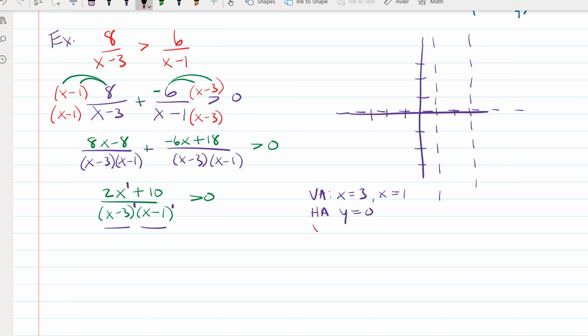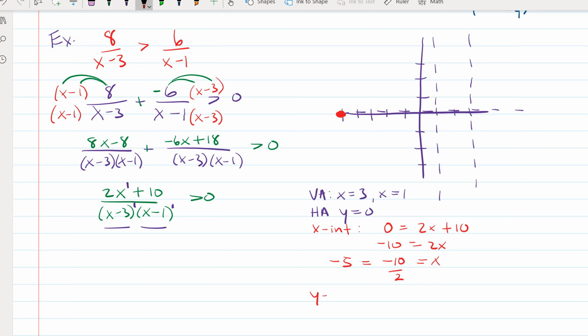Next, let's find some intercepts. Our x-intercept is when y is 0. So the shortcut is you set 0 equal to your numerator, subtract 10, divide by 2, and x is equal to negative 5. So let's go ahead and draw that in. Now, it is okay if a graph crosses a horizontal asymptote, so that point is fine.